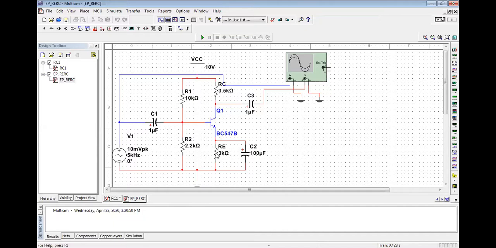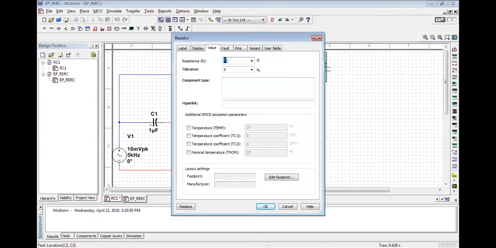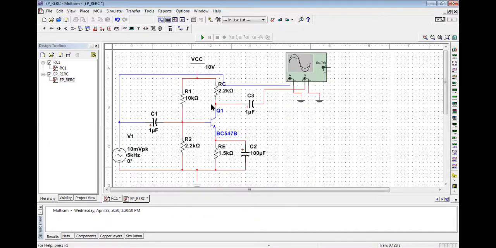If I want to change this, I can double click over here. I'm going to decrease the value of RE, let's say it is 1.5K. And if I again decrease the value of RC, suppose it is 2.2K. Okay. Now this is your classical circuit that you normally draw in your theory session or in your notebook: one source, capacitor, R1, R2, RC, RE, one transistor, and two capacitors, that is C3 and C2. This is the bypass, and these two are the coupling capacitors.